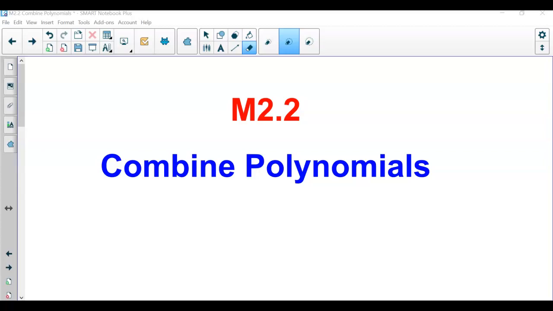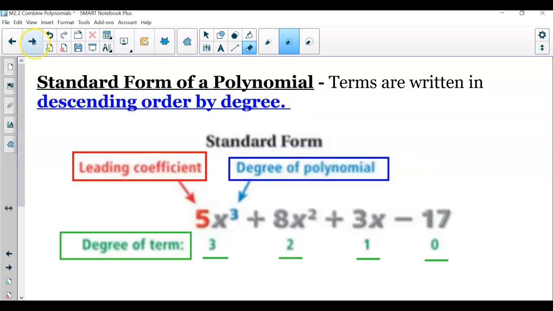In this video, I'll be going over adding and subtracting polynomials. But before we get started, we need to make sure that we understand the standard form of the polynomial and that the terms are written in descending order. The degree is what's in blue here, that is our exponent. In this case, the degree of our polynomial is 3.